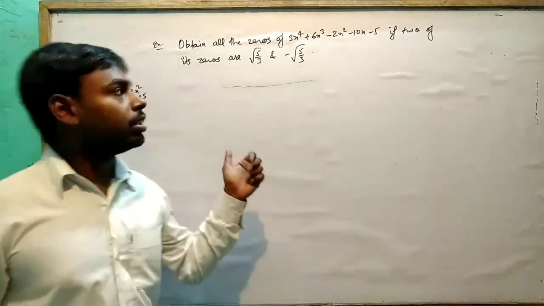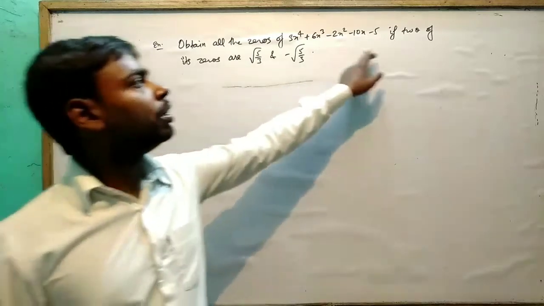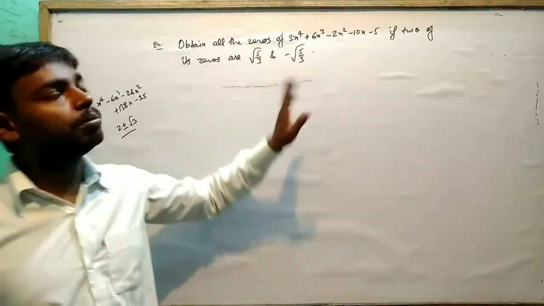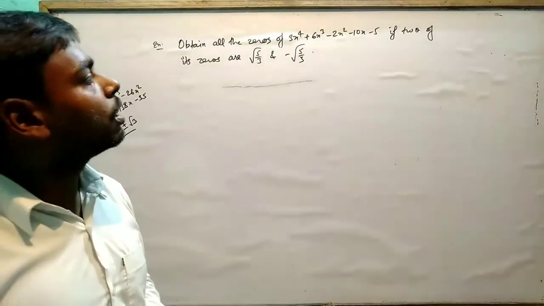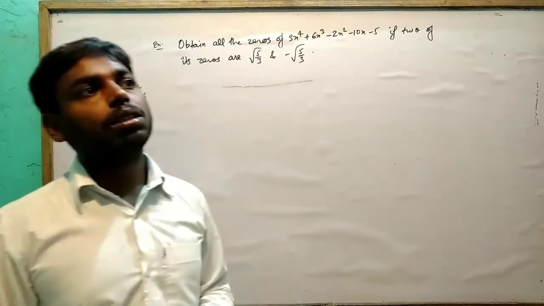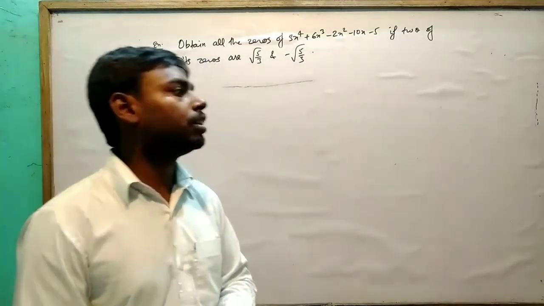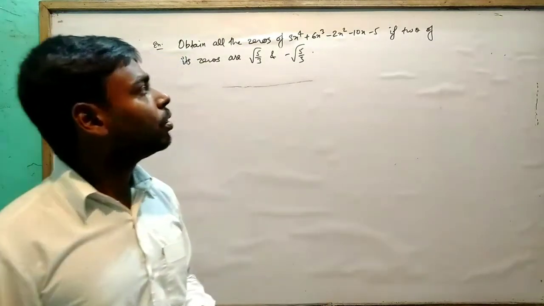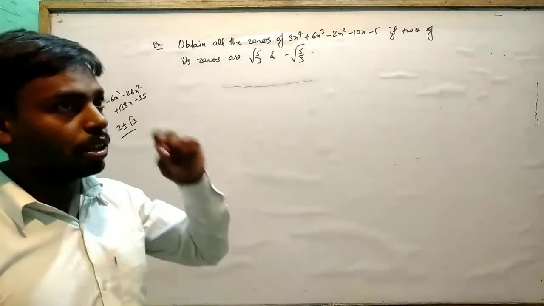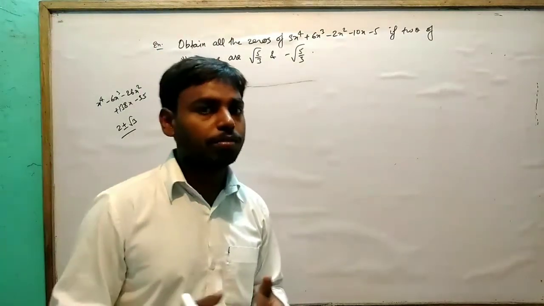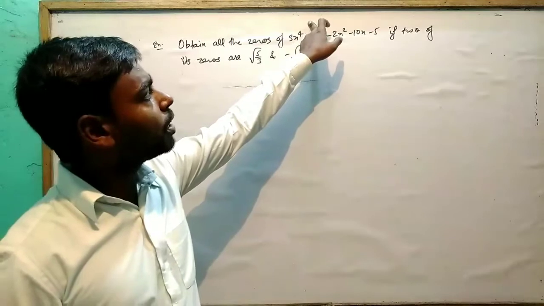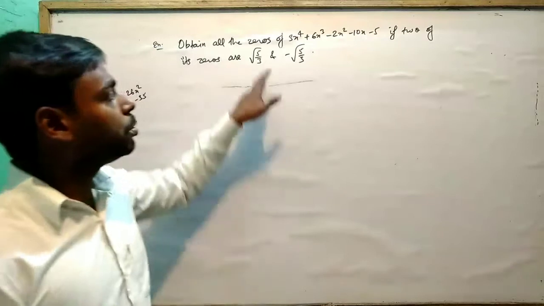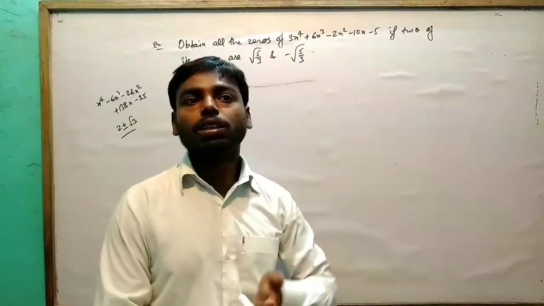Okay, this is our next example. Obtain all zeros of the polynomial if two of its zeros are plus minus root 5 by 3. Okay, in class 9 we have studied that if zeros are given, then we can take the opposite sign with x as a factor. And in class 10 we study that a quadratic polynomial has maximum how many zeros? 4, and we have 2 zeros, and we have to find the other 2 zeros.